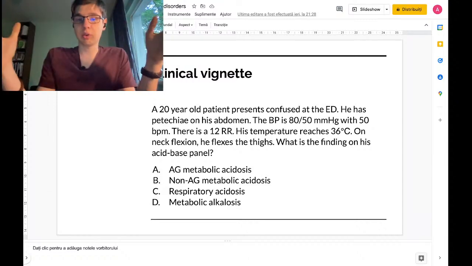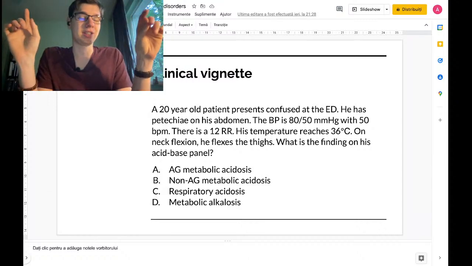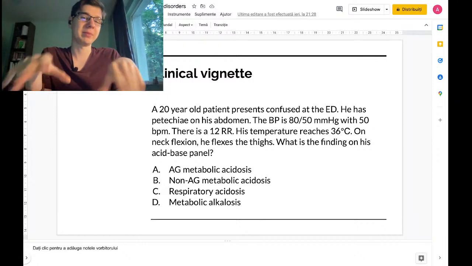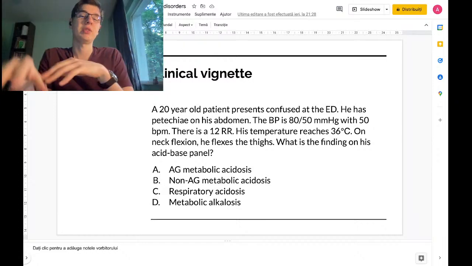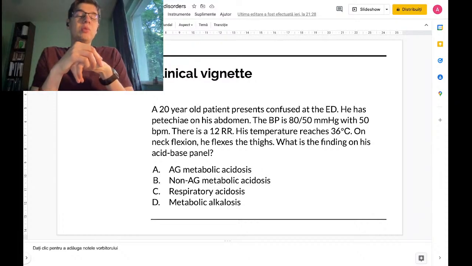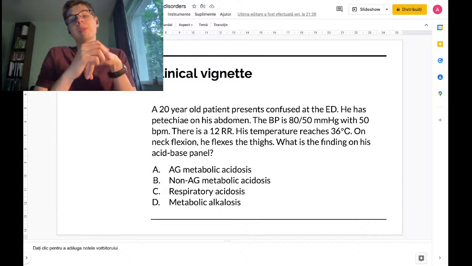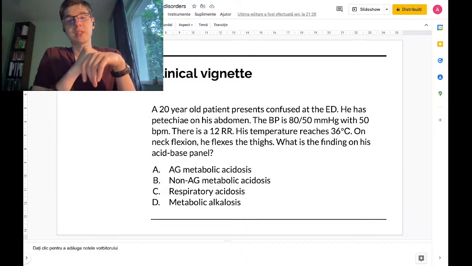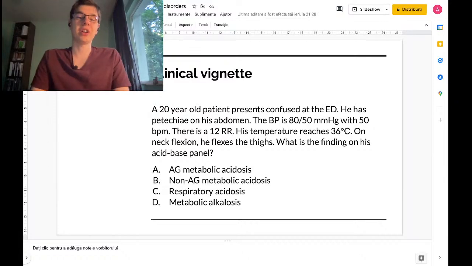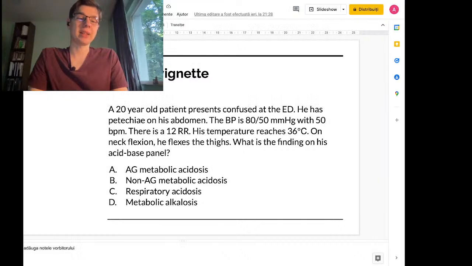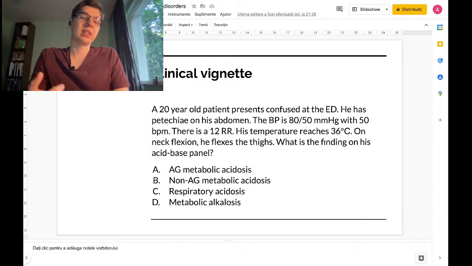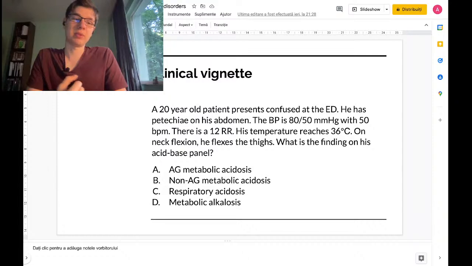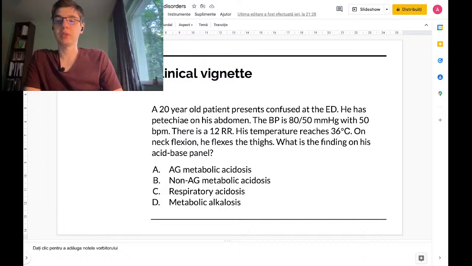So we have a 20-year-old patient that presents confused at the ED this time. He has petechiae on his abdomen, the blood pressure is 80/50 with 50 beats per minute. There is a respiration rate of 12. His temperature reaches 36 degrees Celsius. On neck flexion, he flexes the thighs. What is the finding on the acid-base panel? We might have an anion gap metabolic acidosis, a non-anion gap metabolic acidosis, a respiratory acidosis, or metabolic acidosis. Please let me know your answer by voting in the poll.